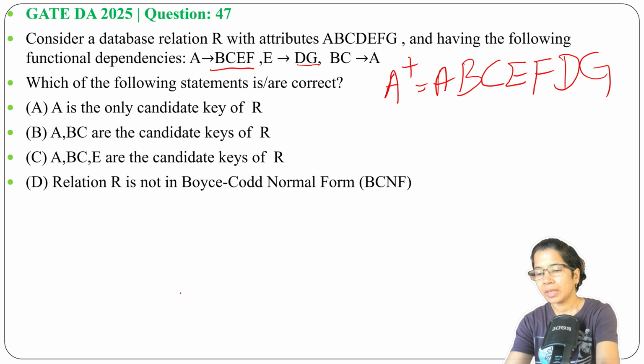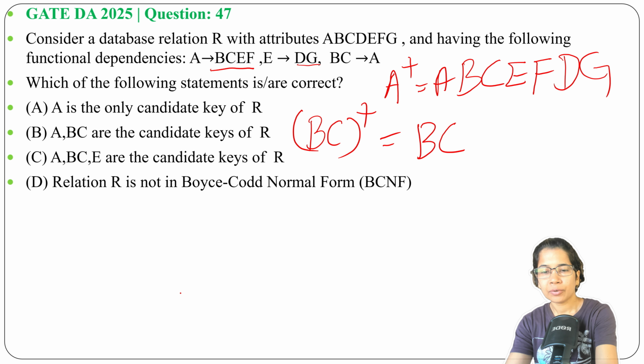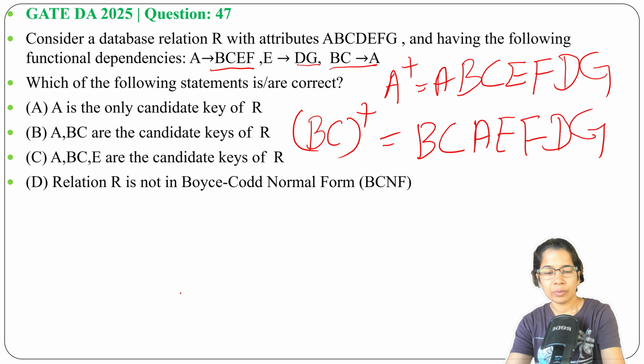Now in option B, A and BC are candidate keys of R. A is already a candidate key, we already checked. Now we'll find whether BC is a candidate key or not. So BC closure, that will be BC. From BC we can generate A. Next from A, we get BC, EF. BC is already there, so we'll write E, F. From E, we get D, G. We can generate A, B, C, D, E, F, G, all the attributes. Hence BC is also a candidate key.